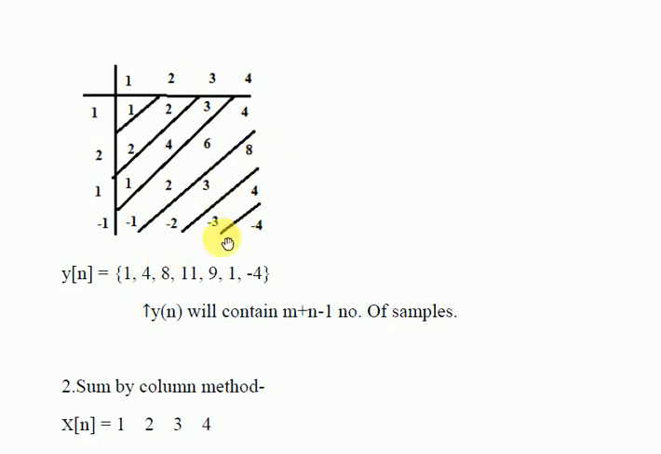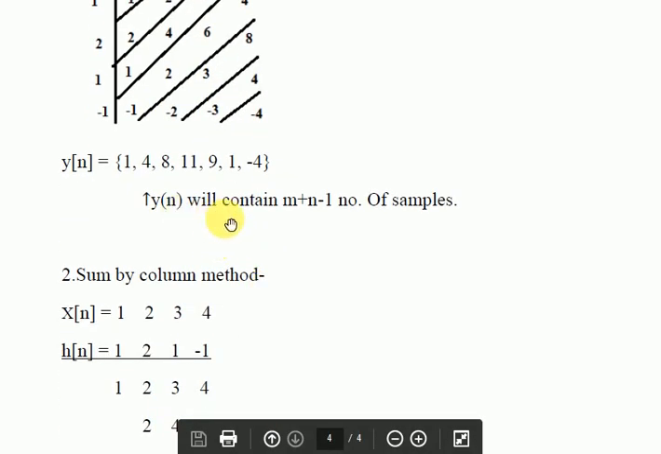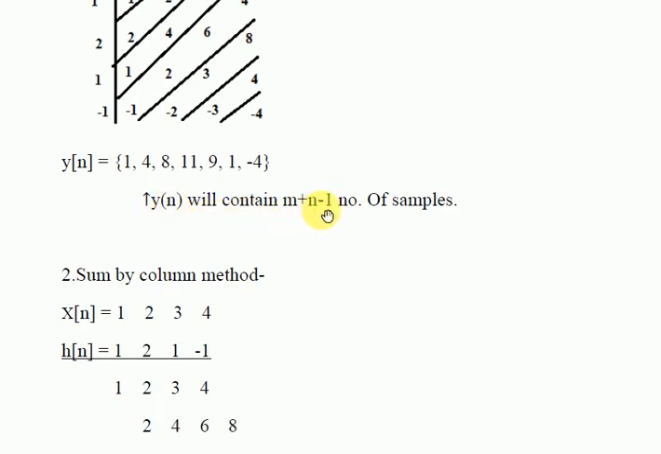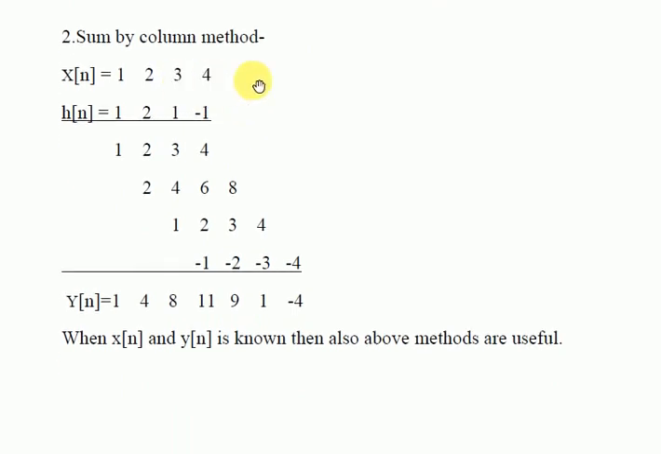Now the first sample value of y of n will be 1, the second will be the addition of 2 and 4, the third will be 1 plus 4 plus 3, like this. This will give samples 4, 5, 6, 7. And directly we can know that y of n will contain m plus n minus 1 samples, where m is the number of samples in x of n and n is the number of samples in h of n. That was the sliding strip method. The second method is the sum by column method.